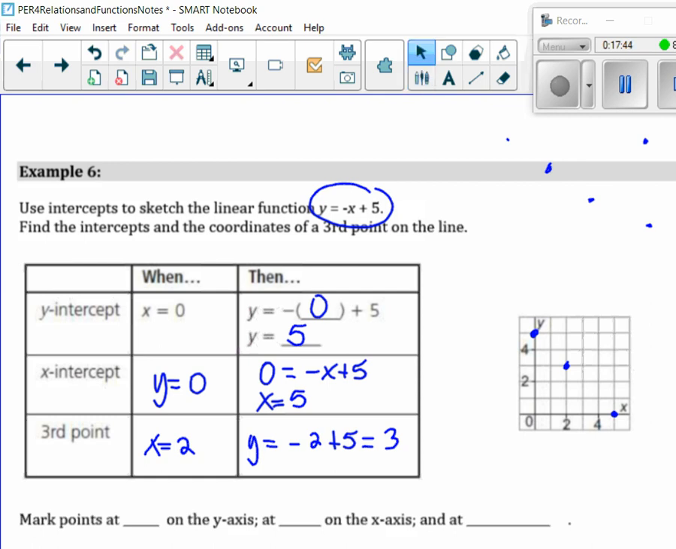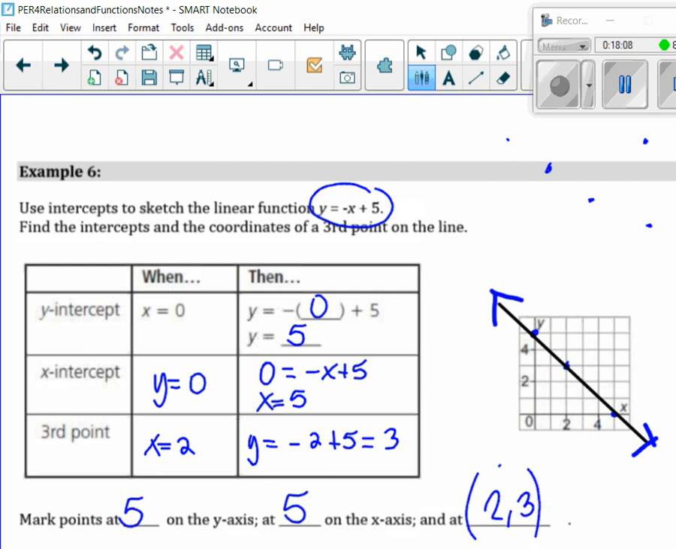Okay, then we take a ruler and we connect the dots, and don't forget to do what? Arrowheads. Yeah, arrowheads. So it's saying mark points at 5 on the y-axis, 5 on the x-axis, and at 2, 3 is how I got the other one, right? Okay, any questions on the quick way of graphing?